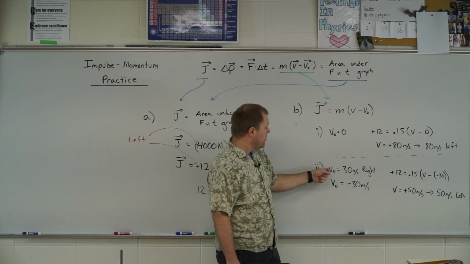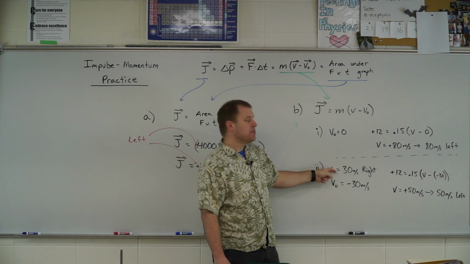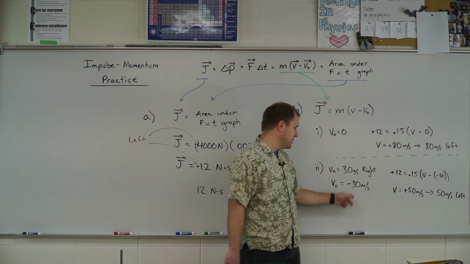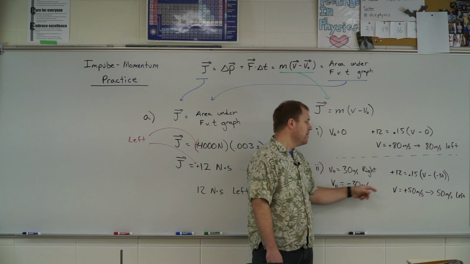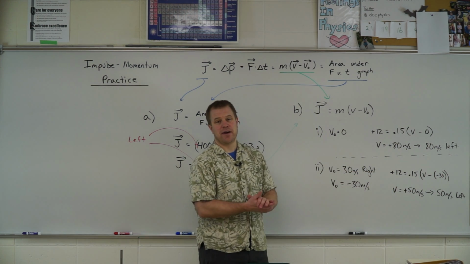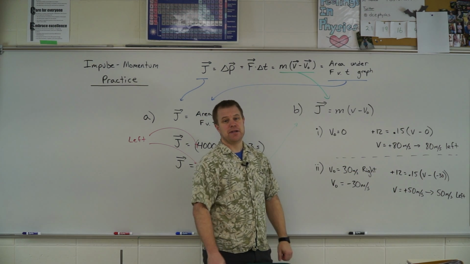For the second one, the initial velocity was 30 meters per second to the right, which is my negative direction in this case, so I have to put a negative 30 in there. Put that information in and I get positive 50 meters per second for my final velocity, which means 50 meters per second left.